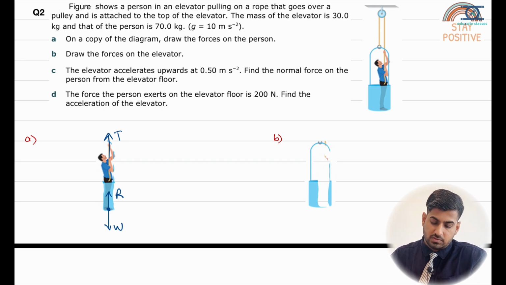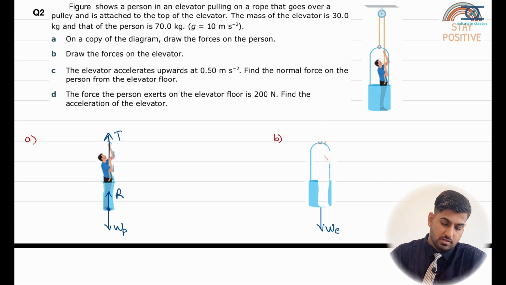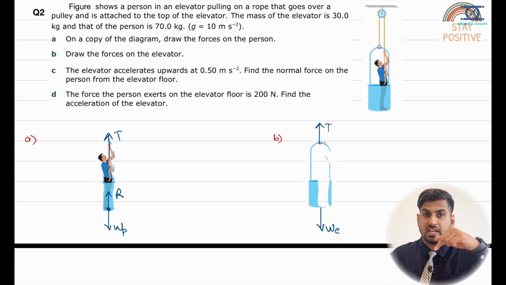Now for the elevator, if you see the elevator, this is the person. So WP stands for weight of the person, and here this will be the weight of the elevator in the downward direction. There will be one more tension because the tension is connected with the elevator also, right? So this tension will be there in the upward direction as well, and due to the person standing on the floor, for the elevator the normal reaction force due to the person will be in the downward direction. So this R will also be in the downward direction. So this will be the free body diagram for part A and B, okay.